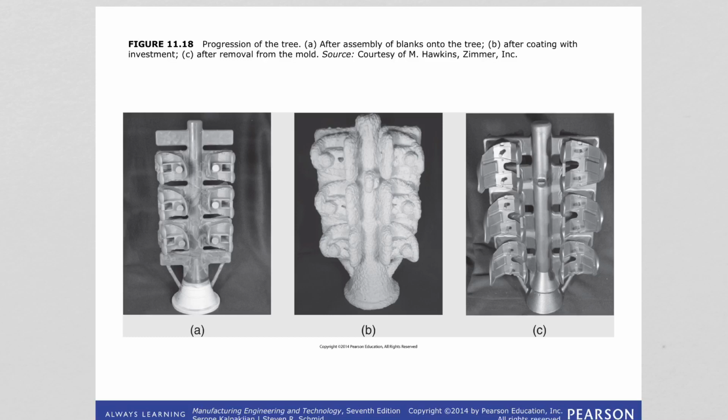So here we are seeing progression of the tree, and here we are seeing it is assembled and then coated at image B with the sand, and then of course after the removal of the mold it looks like as in image C.